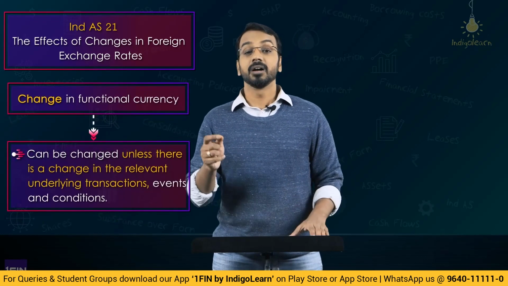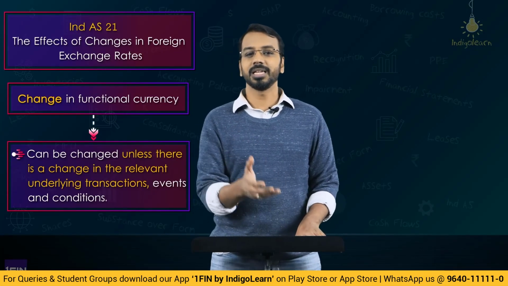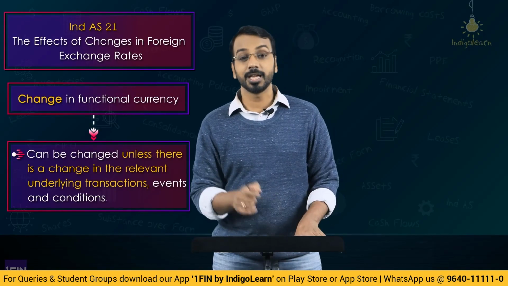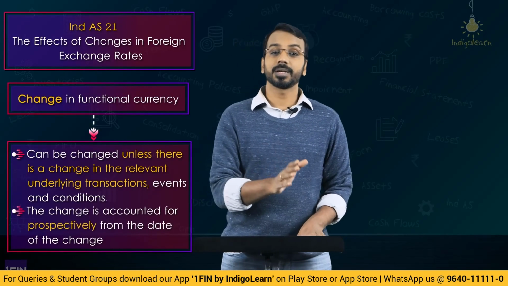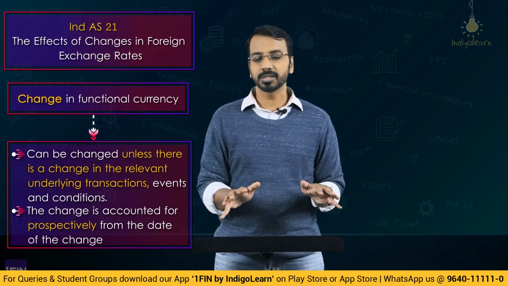Then we also understood that functional currency can be changed if there is a change in the underlying conditions, events, etc. And whenever there is a change in the functional currency, you will apply the change prospectively. Okay, so that is about Ind AS 21. In the summary, we have covered the broader points.